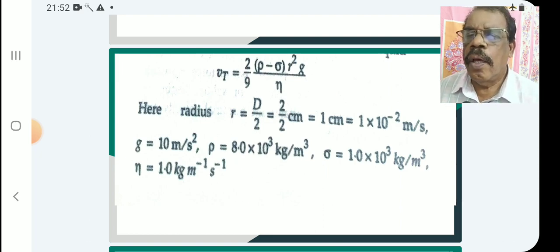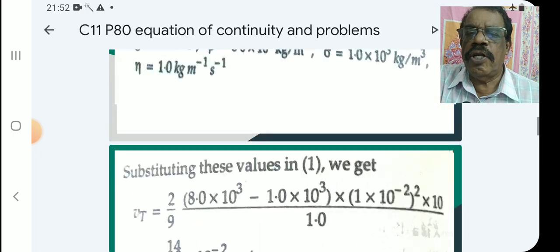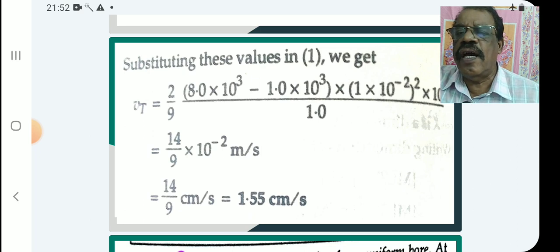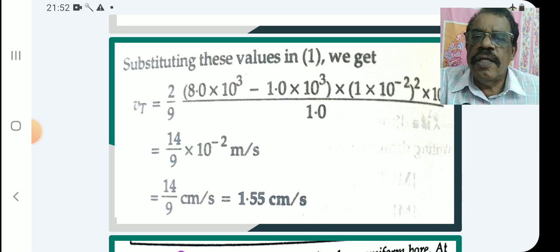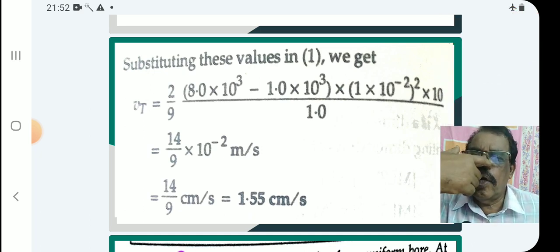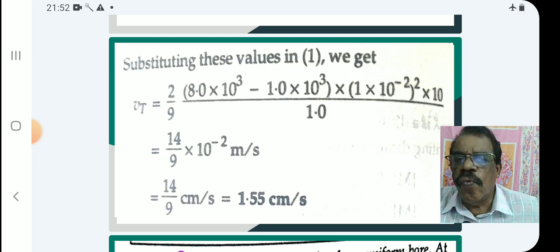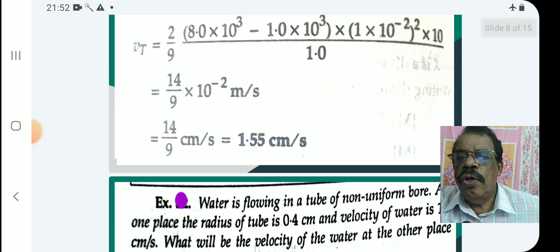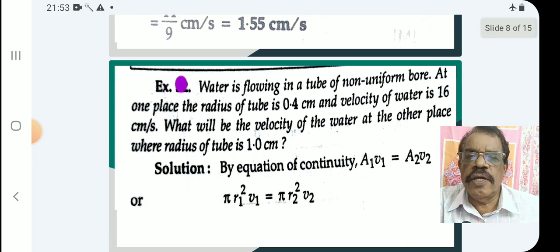Eta is 1.0. So you put the values: 1 into 10 raised to 3, the liquid density. Substituting these values, eta Vt is equal to 2/9, (8 into 10 raised to 3 minus 1 into 10 raised to 3), that is rho minus sigma, into a square, (1 into 10 raised to minus 2) square, into g by eta 1. That is 14/9 into 10 raised to minus 2, 14/9 centimeter per second, 1.55 centimeter per second. Next problem.